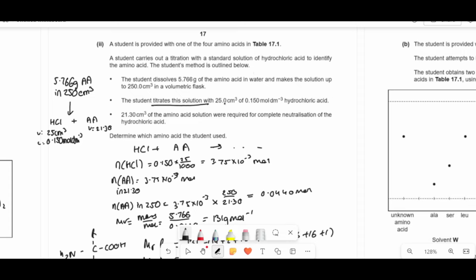The student titrates this solution with 25 centimeters cubed of this. That doesn't mean there's 25 centimeters cubed of amino acid solution, because it says with 25 centimeters cubed of this thing. Right, and then 21.3 centimeters cubed of the amino acid solution. It's like, use your reading comprehension. I promise using your brain's good for you.